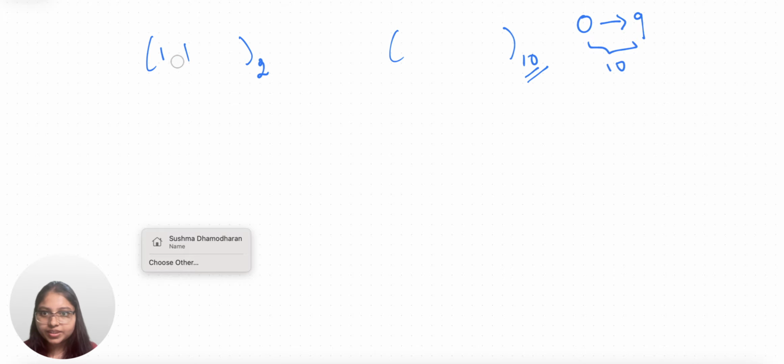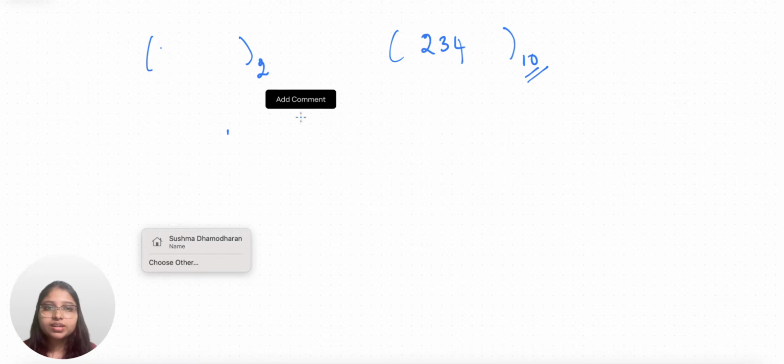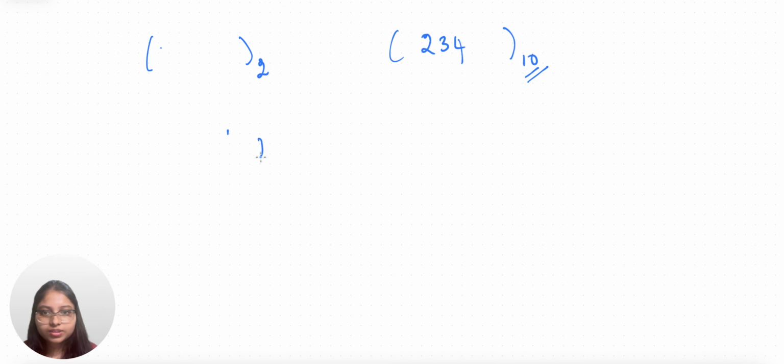And that being said, let's take an example of one specific decimal number and convert it into binary. Let's take the decimal number 234. In order for us to convert a decimal number to binary, we have to continuously divide that number by 2 and accumulate the remainders that we have. Let me just divide this number continuously by 2.